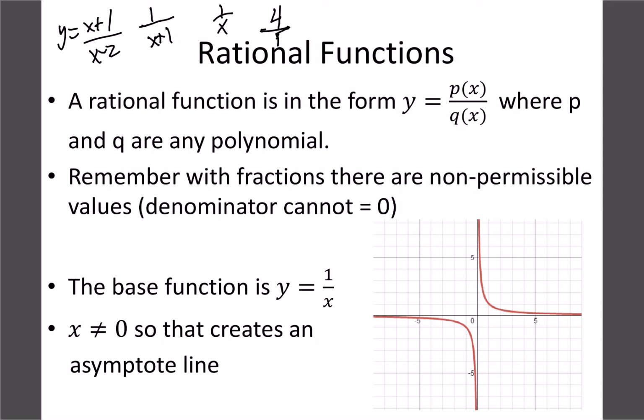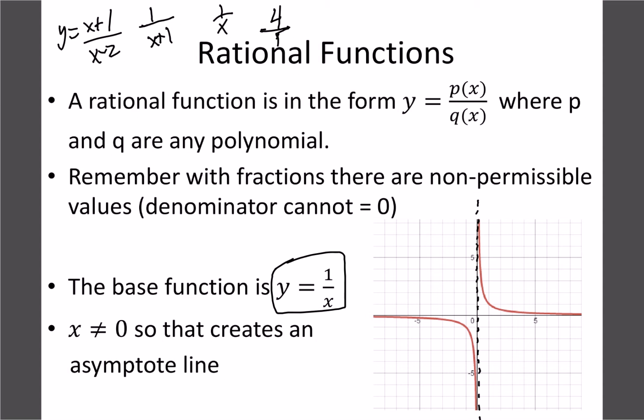Our typical or our base fraction that we're going to look at is y equals 1 over x. So we have a bit of a different case where x now is on the bottom, so that means we have a non-permissible value. In this case, x can't be 0. So what happens is at 0 we get an asymptote line. So we have an asymptote line at x equals 0, and if we actually graph y equals 1 over x, we get a graph that looks something like this.